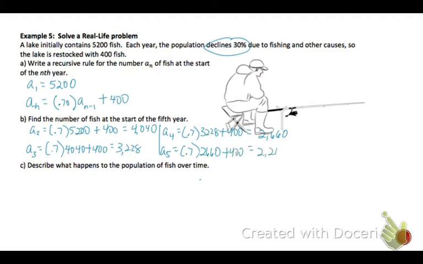Now, on your calculator, keep doing that same pattern and see what happens. As you'll notice, what happens is that the population of fish will level out. It will get close to around 1,300 fish, or about 1,333 fish. And the reason why it approaches that amount, because that's the amount that if you take 30% of that amount, it is about equal to the number of fish that are being restocked in the lake each year, 400.